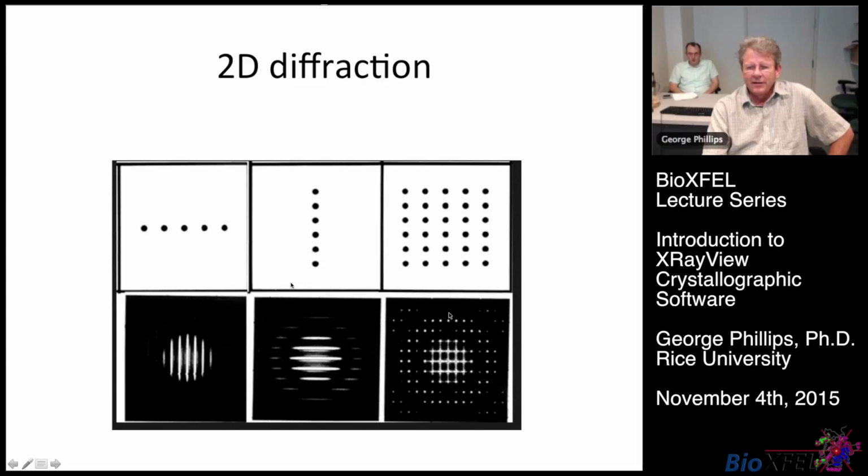And the upshot of this is that the diffraction pattern of a lattice is another lattice, and the length of the vectors in this lattice is reciprocally related to the length of the vectors that make up the reciprocal lattice. And again, because it's a finite crystal, you see these so-called subsidiary maxima between what we'll start referring to as the Bragg peaks.